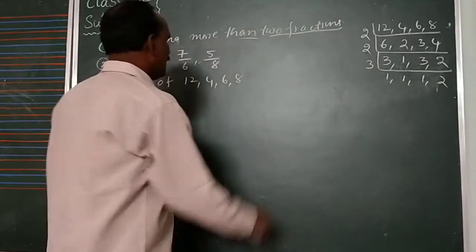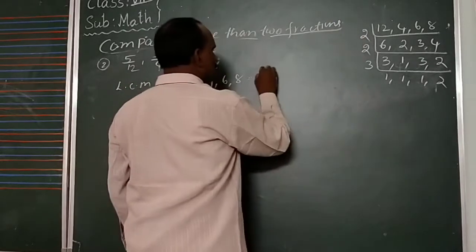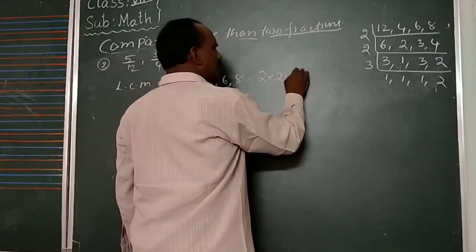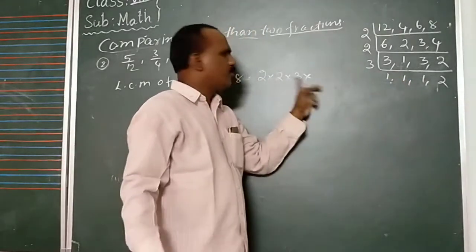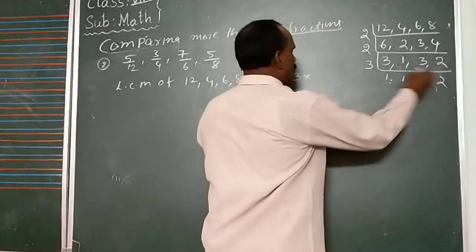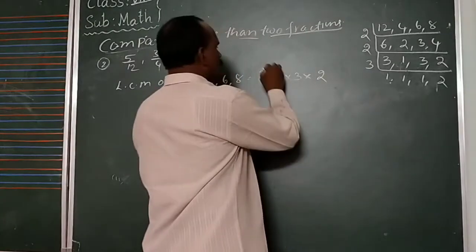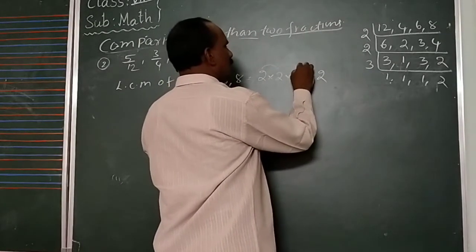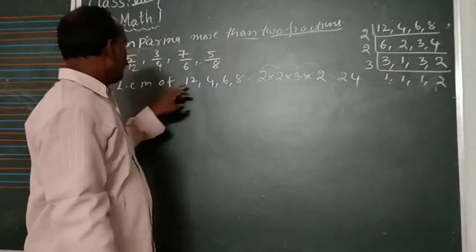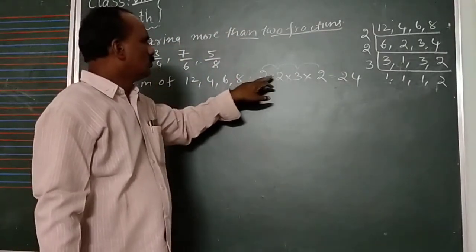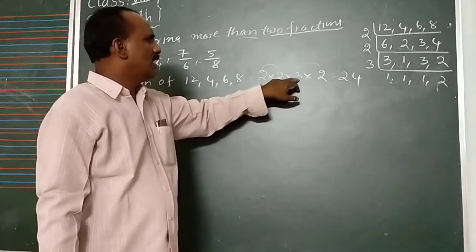Now, what is the LCM? 2 into 2 into 3 into 1 into 1 into 1. If you multiply by 1, you get the same product. Then what will be there? 2 2s are 4, 4 3s are 12, 12 2s are 24. So the LCM of 12, 4, 6, 8 is 24.